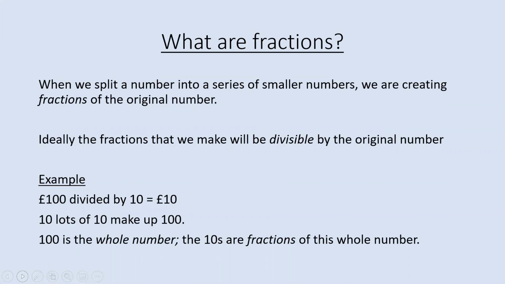What are fractions? When we split a number into a series of smaller numbers, we're creating fractions of the original number. Ideally, the fractions that we make will be divisible by the original number, in that we'll be able to divide them into the original number. So, for example, 100 pounds divided by 10 equals 10 pounds. 10 lots of 10 make up 100. So 100 is the whole number, and the various tens that make up that 100 are fractions of this whole number.